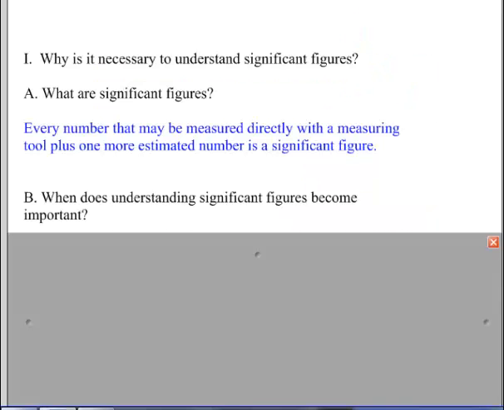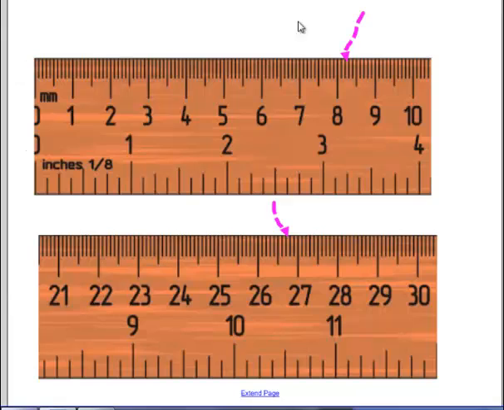Remember, significant figures include every number that may be measured directly plus one more estimated number. So I can definitely say 8.2, and then I can estimate. Perhaps it's a 7 afterwards. That's an estimation, so your number might be a little different than mine, but we're definitely going to be the same on the 8.2, and we should be close on that estimated number.